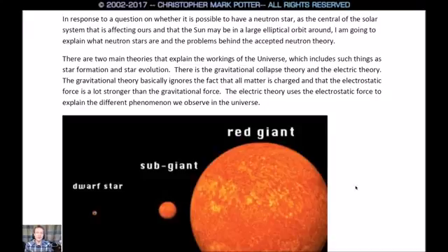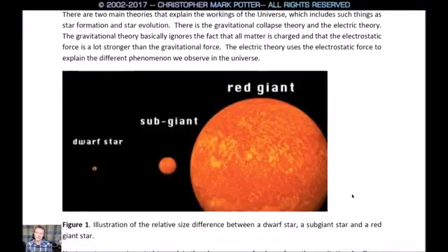There are two main theories that explain the workings of the universe, which include such things as star formation and star evolution. There is a gravitational collapse theory and the electric theory. The gravitational theory basically ignores the fact that all matter is charged and that the electrostatic force is a lot stronger than the gravitational force. The electric theory uses the electrostatic force to explain the different phenomena we observe in the universe.